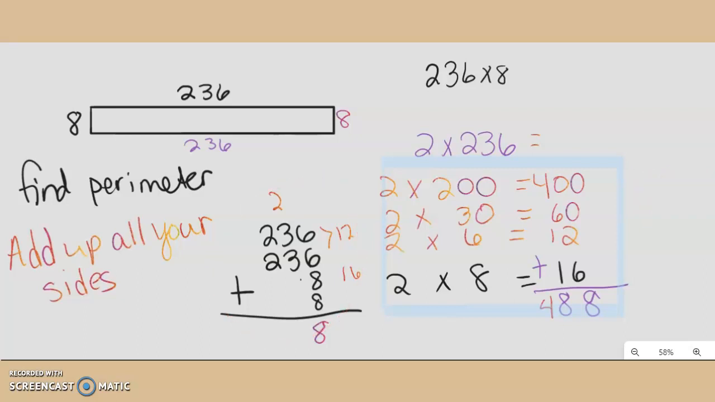Alright, so now I have 3 plus 3 plus 2, which is 8, so I have 8 over here. Now I'm going to add up the 2 plus 2 right here and give myself the answer of 4. So I come up with the same answer either way, which is the perimeter is going to be 488. Let me rewrite that here. Equals 488. That's the perimeter.